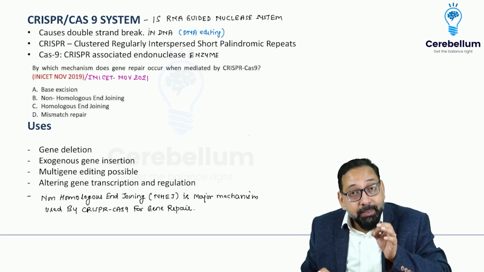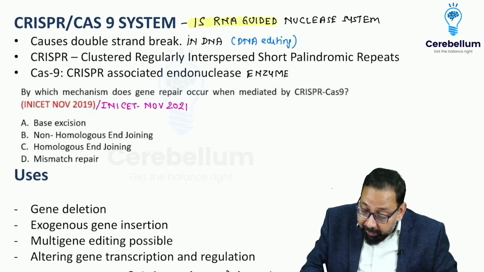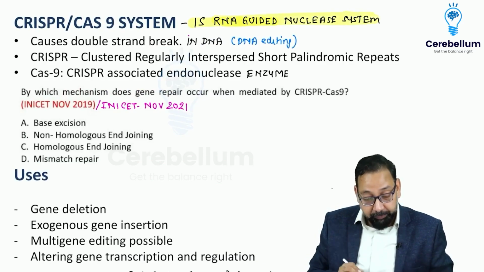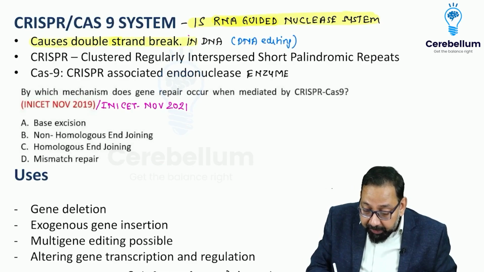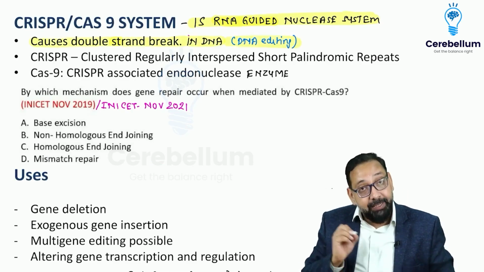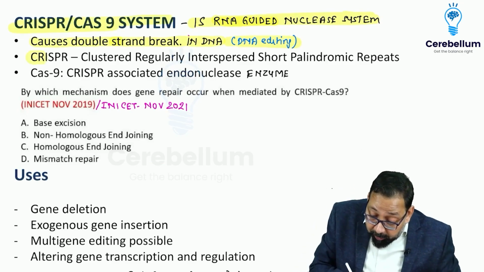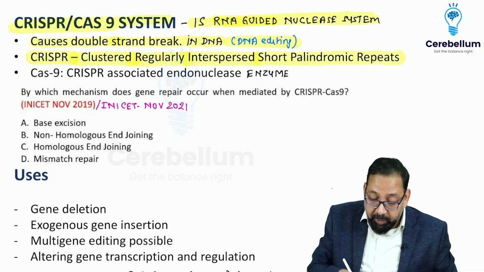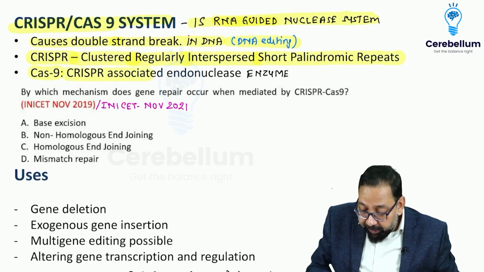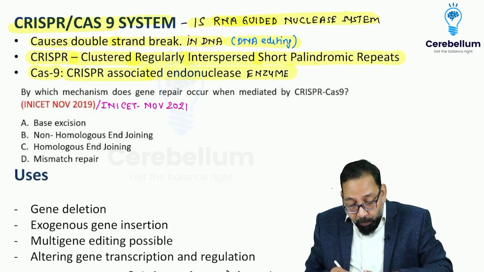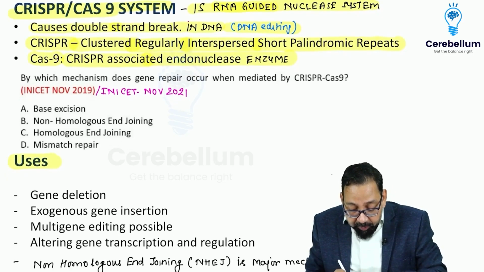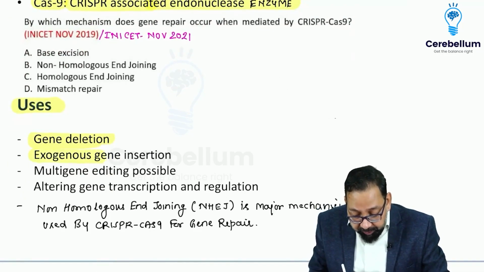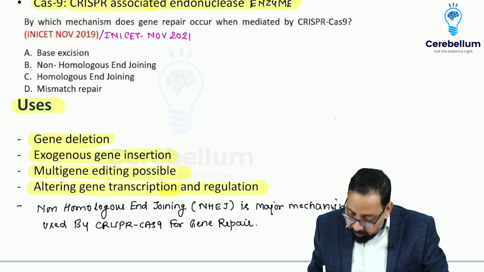Now the CRISPR-Cas9 system. It is an RNA-guided nuclease system. First question: it causes a double-stranded break in DNA editing. So what is CRISPR? CRISPR is clustered regularly interspersed short palindromic repeats. Cas9 is the CRISPR-associated endonuclease enzyme. What are the uses? Uses are gene deletion, exogenous gene insertion, multi-gene editing, and altering gene transcription and regulation.